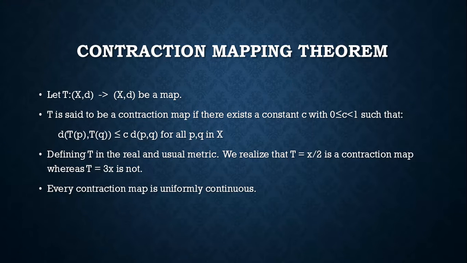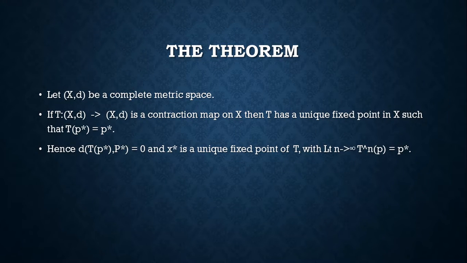Let us take an example. Defining T on the reals with the usual metric, we realize that T(x) = x/2 satisfies the above condition, whereas T(x) = 3x does not. We also know that every contraction map is uniformly continuous. So what is the theorem?